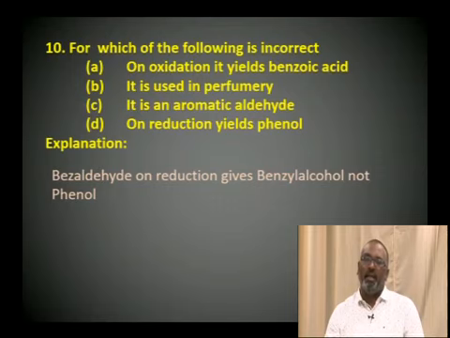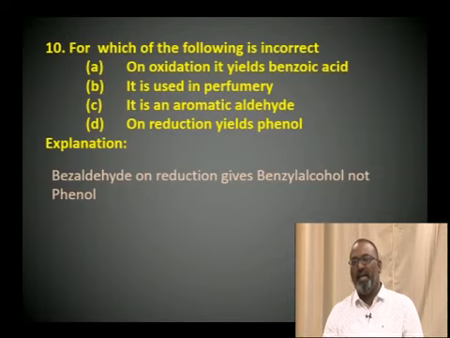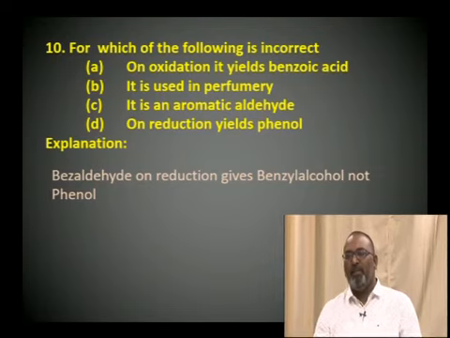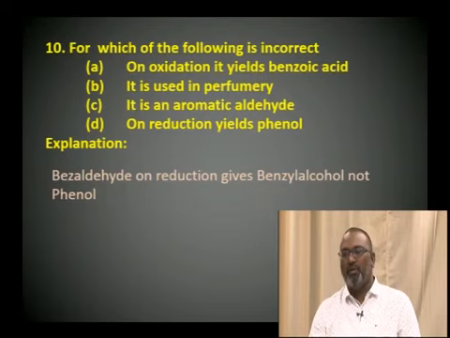Other than D, that is A, B, C. That means to say that when benzaldehyde is oxidized, benzoic acid is produced. Benzaldehyde is widely used in perfumery industry. And you know that benzaldehyde is a good example for aromatic aldehyde. So, that is why A, B and C are correct statements, whereas D is wrong, because when benzaldehyde is reduced, we get benzyl alcohol, not phenol. So, the answer is D.